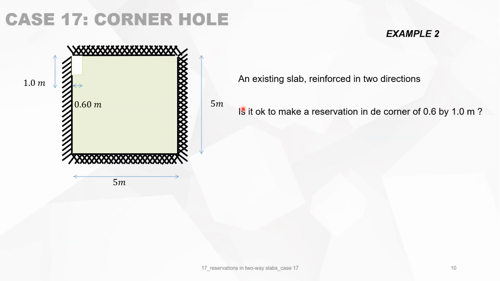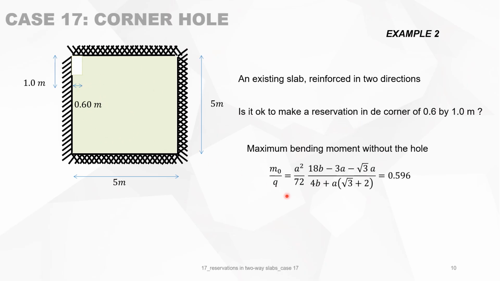The second example is an existing slab, and the people ask you, can we make a small reservation in the slab, only 1 meter by 0.6, in a slab of 5 by 5? But we do not know what the reinforcement is. We don't know what the initial load was that it was calculated for. The only thing we know is that the reinforcement top and bottom and in all directions are equal.